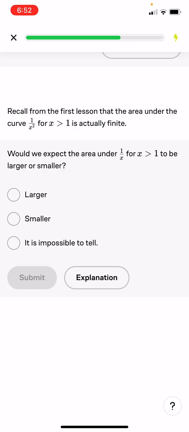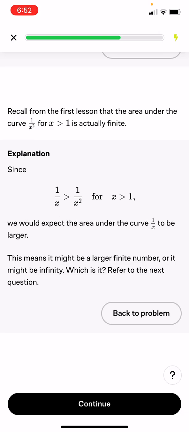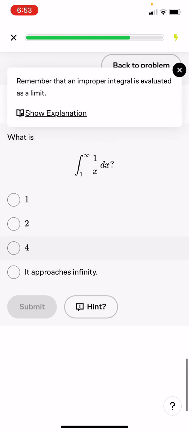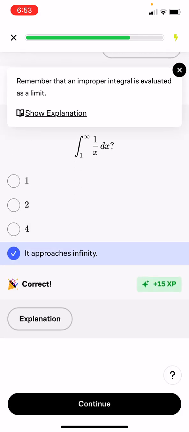Area under 1 over x. If x is more than 1, smaller than? For x is more, we expect our curve to be, or it might be, which is referred to the next question. What is the integral of 1 over x dx? No problem. There's a limit. So I approach the infinity.